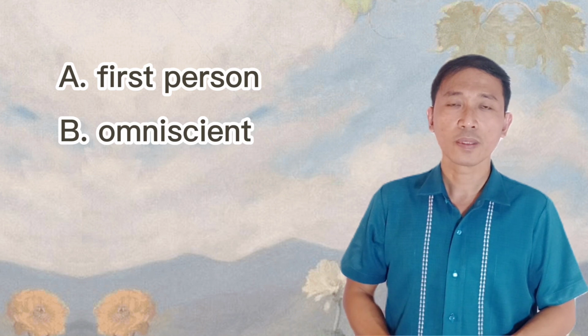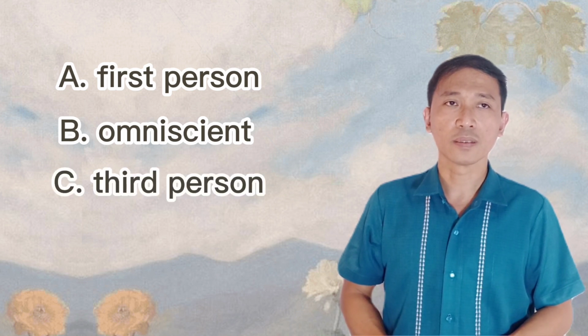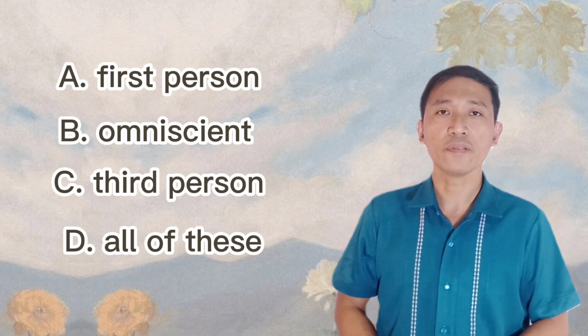Number 12. Ravana devised a plan to abduct Sita. He sent a magical golden deer which Sita desired Rama to hunt. A long time had passed, but Rama didn't return. Thus, Lakshmana went off to find his brother. What point of view is used by the author? A. First person, B. Omniscient, C. Third person, or D. All of these.